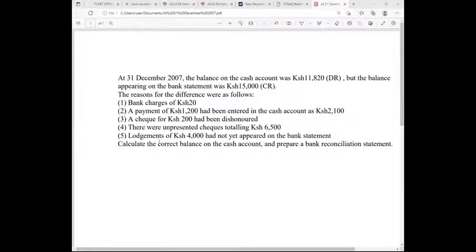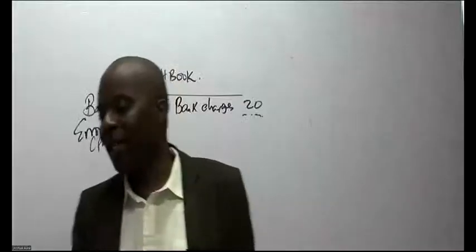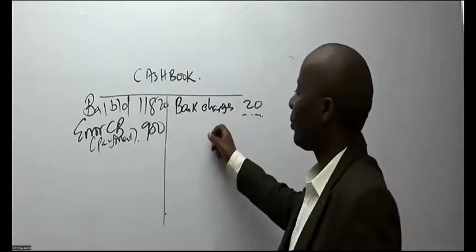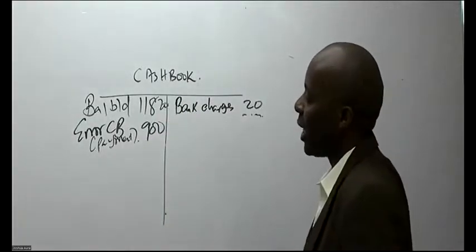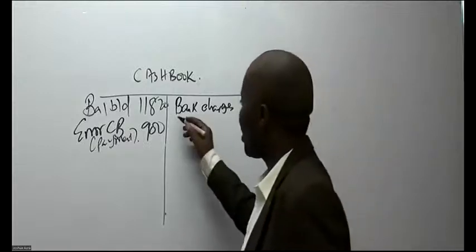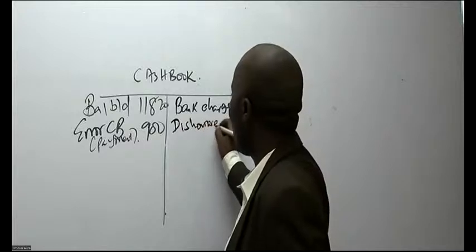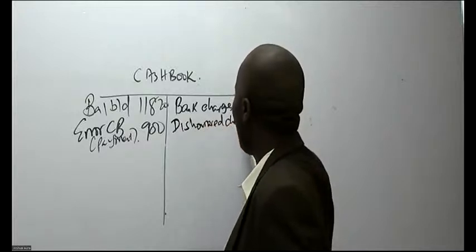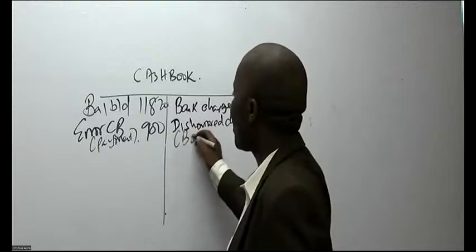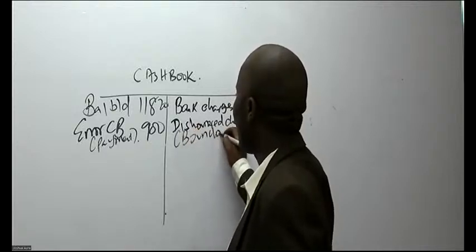Here we are saying a check for Kenya shillings 200 had been dishonored. Here, I don't even have to reason at all. When I'm told that there is a dishonored, a bouncing check, what I need to do straight away is credit the account. So in this case, we have here dishonored check of 200. Any bouncing checks, credit there.